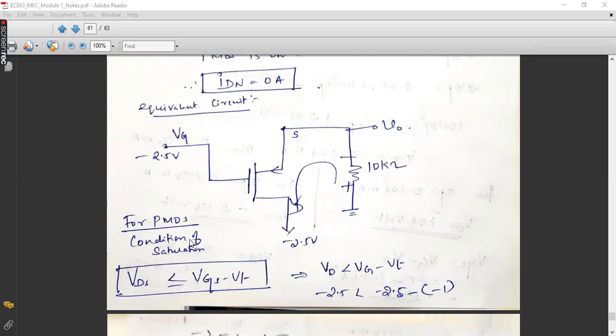Now write the condition for saturation. Since it is PMOS, it is just the converse of the NMOS case, opposite to the NMOS case. That is VDS is less than or equal to VGS minus VT. Till now we have dealt with only NMOS.